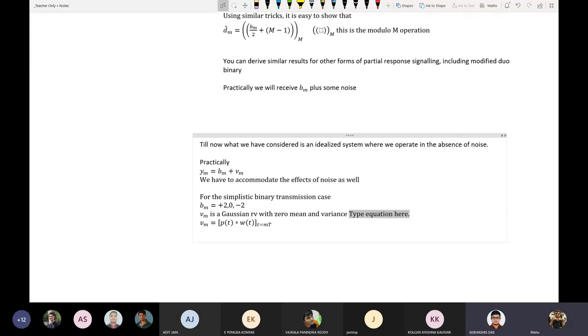Sir, when we are speaking about the YM, is it after the processing, right? Yes. YM is the final processed signal. N naught by 2 times integral, minus tau.